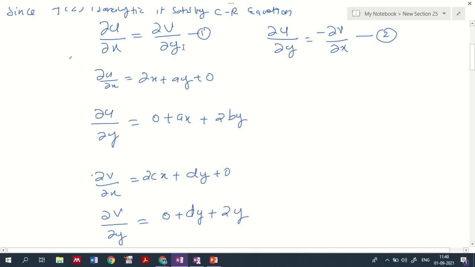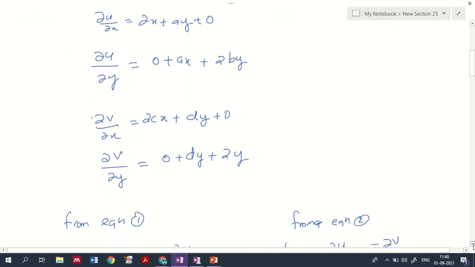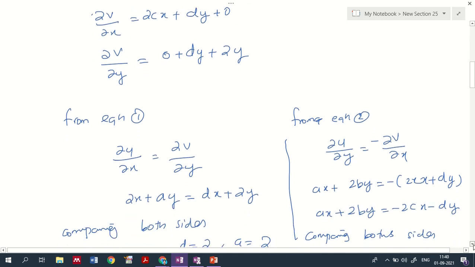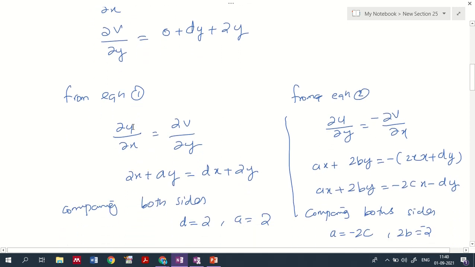Now I can take equation number 1. I have already found ∂u/∂x, ∂u/∂y, ∂v/∂x, and ∂v/∂y. Now I can equate ∂u/∂x equal to ∂v/∂y, right? So from equation 1, what is equation 1? That is ∂u/∂x = ∂v/∂y. What was ∂u/∂x? ∂u/∂x is 2x + ay, which we already found.